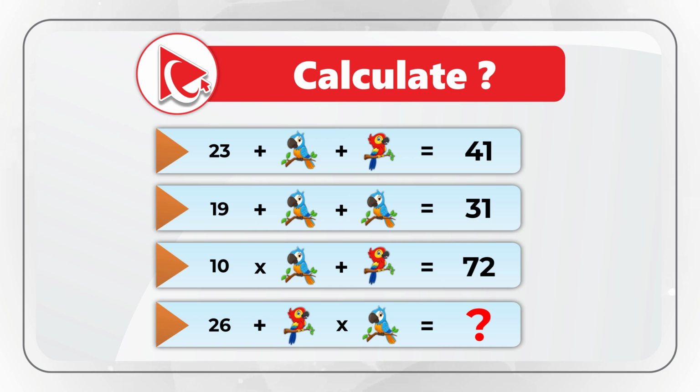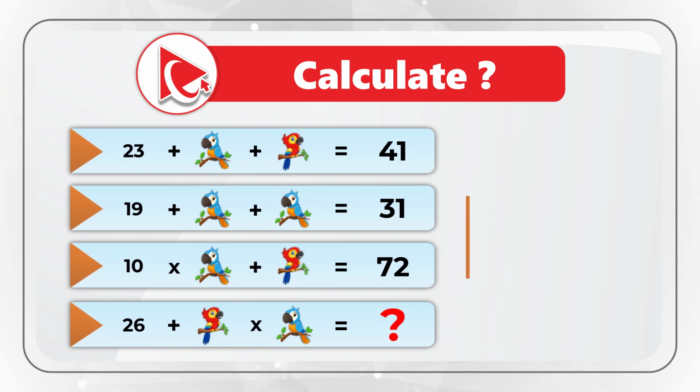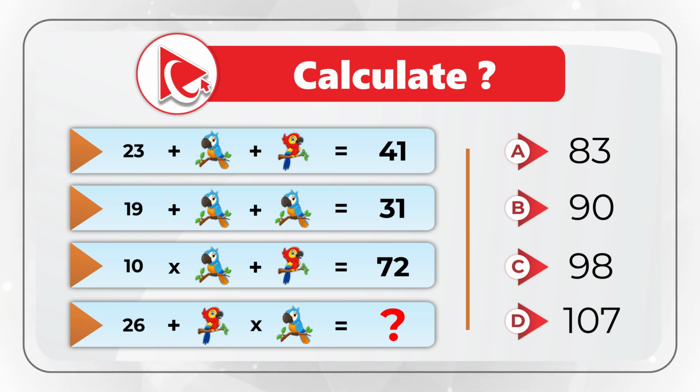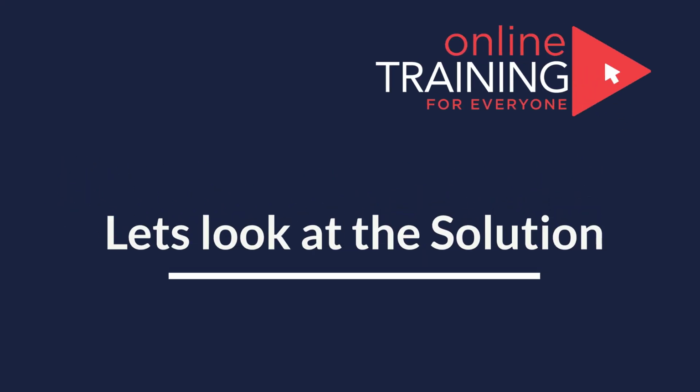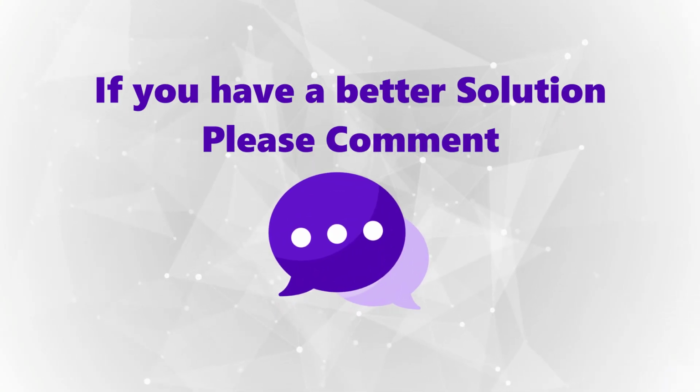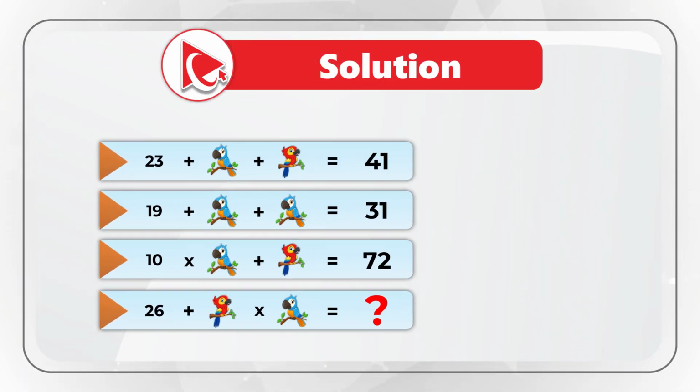You need to select the missing value out of 4 possible choices. Choices A, 83, choice B, 90, choice C, 98, and choice D, 107. Take a close look to see if you can calculate the answer. And on my end, I am moving forward to share with you my version of the solution. And obviously, if you have a better way to solve it, please make sure to post in comments so we can all learn. For simplicity, let's create variables.